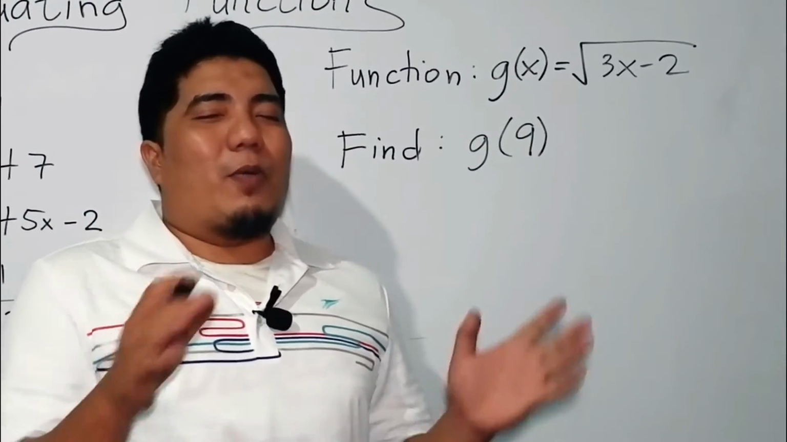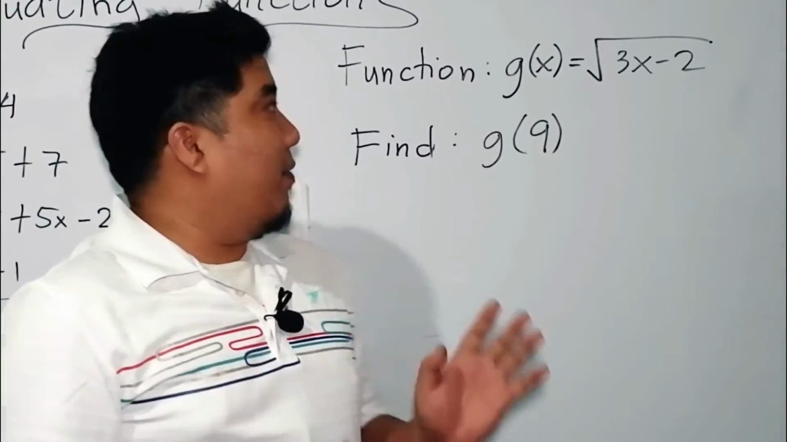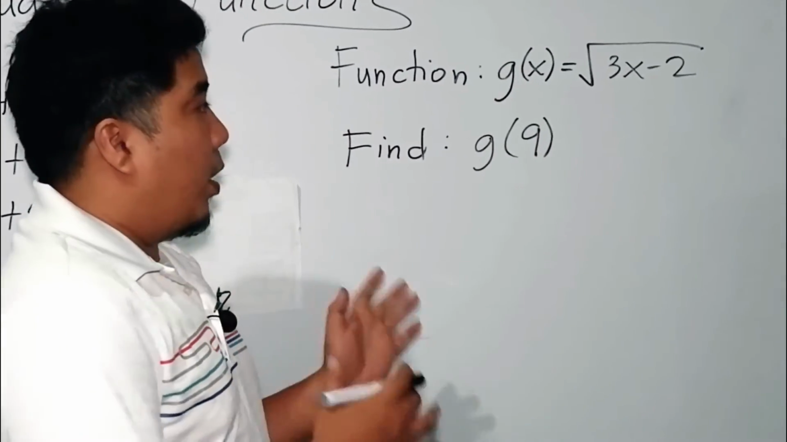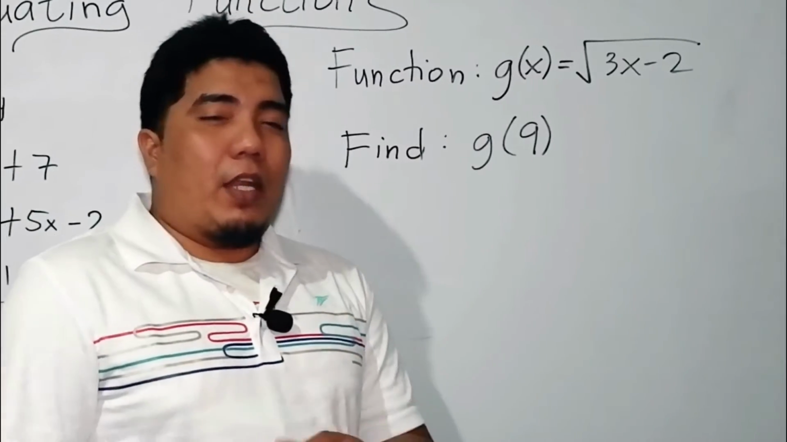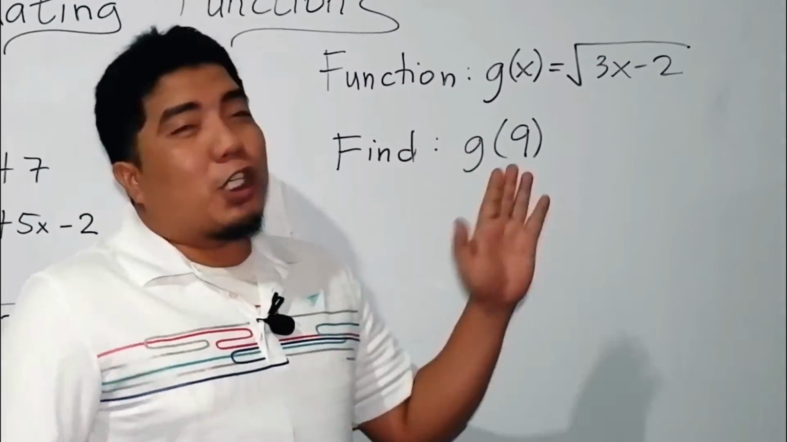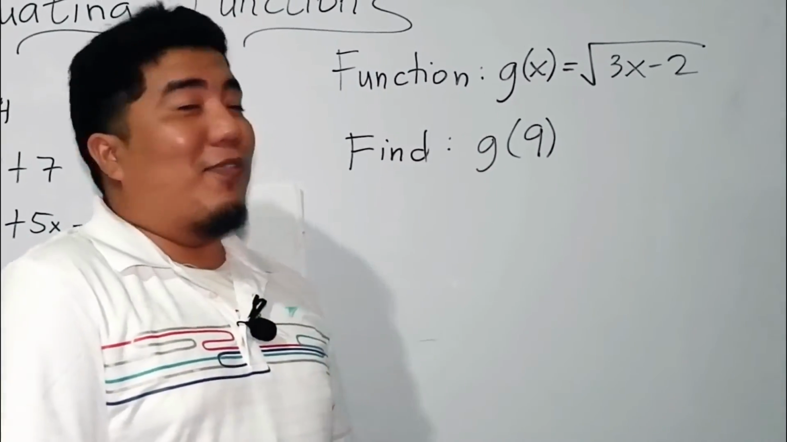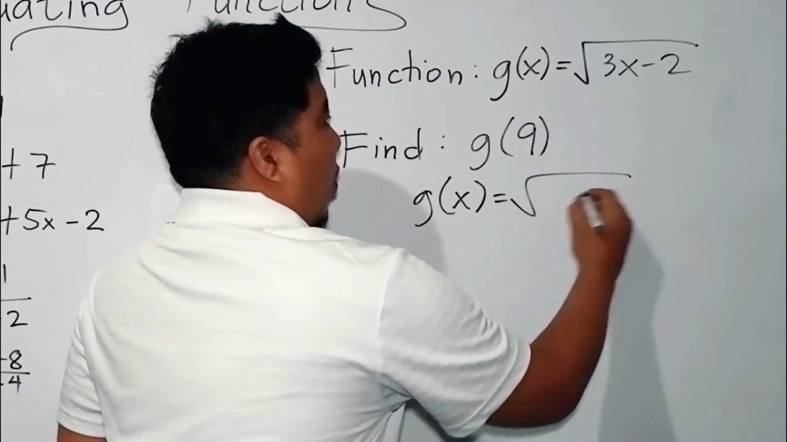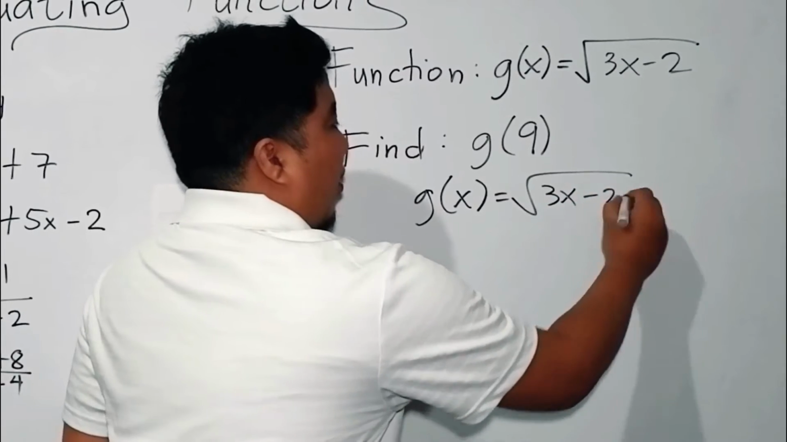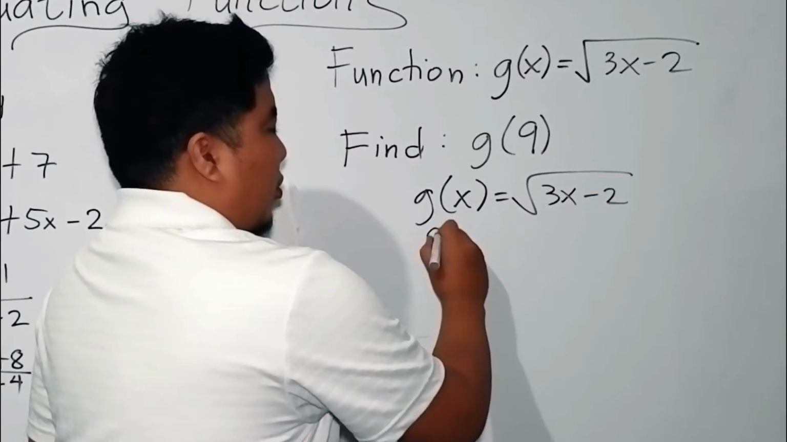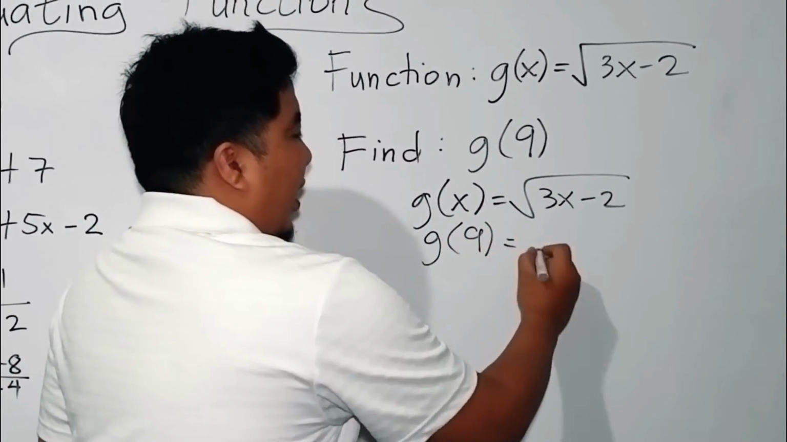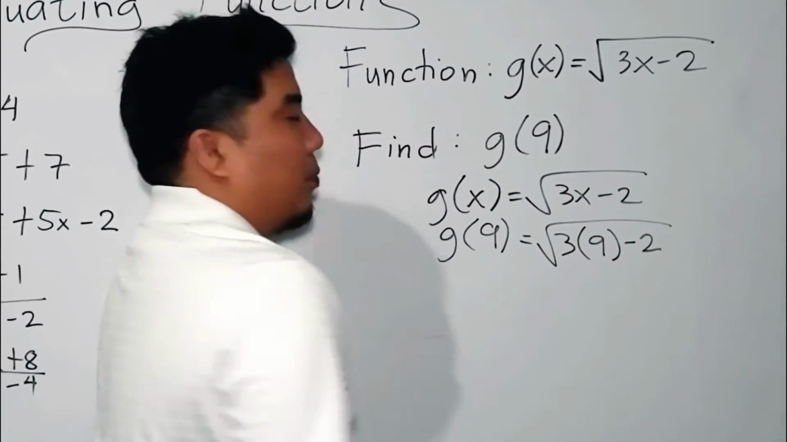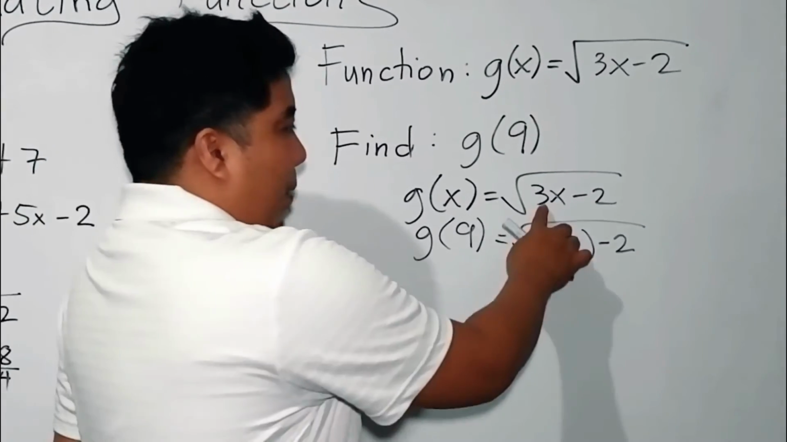Okay, math learners, we are now in our next example. We have g of x is equal to the square root of 3x minus 2. The question is, find g of 9. What we do here is we change our x with the value of 9. So, that is still very easy because we just input our value of 9 to our expression. So, that is g of 9 is equal to the square root of 3 times 9 minus 2. Okay? So, we copy this one.